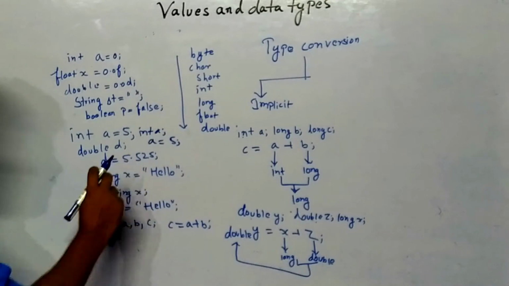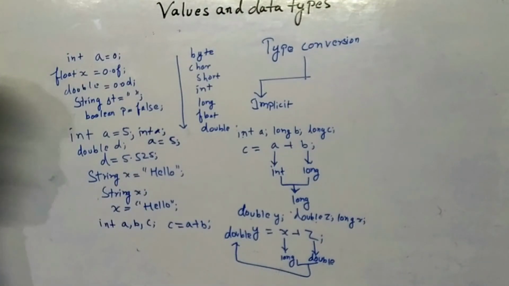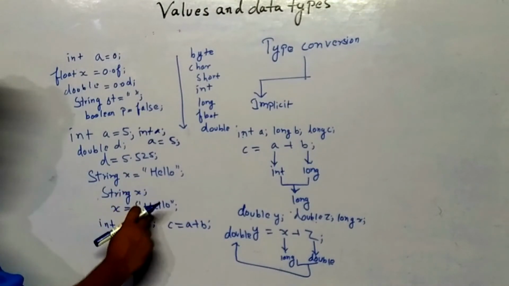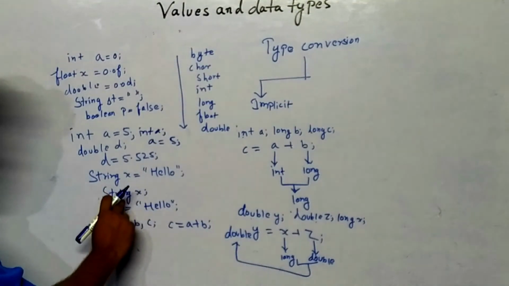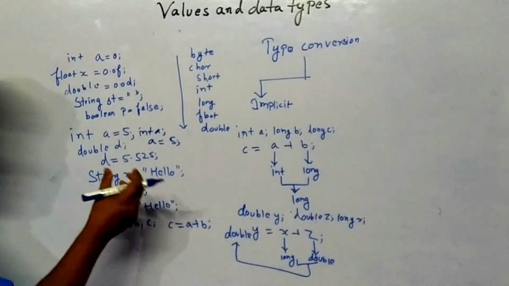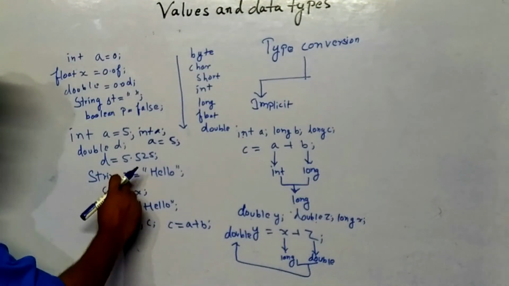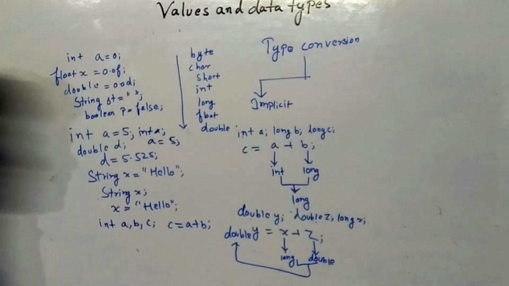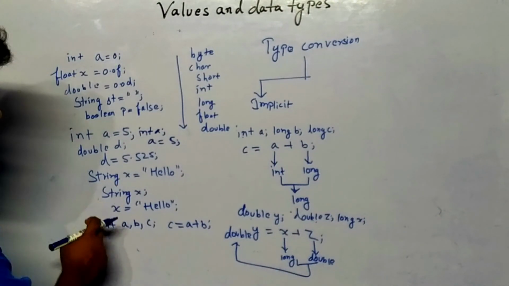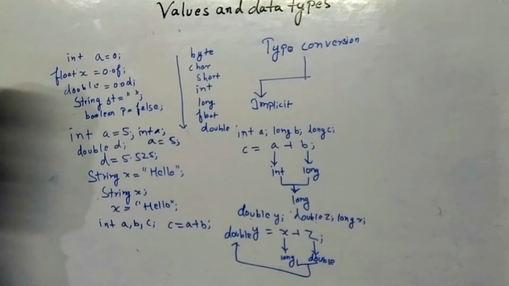This is static because you are giving values at that time only. String x is equal to hello. This is two ways, means first it is declared and then it is defined. Defined means assigning. And here also in one line only, declared as well as defined is done in a single line. You can do it in 2 lines also, and you can do it in 1 line only.